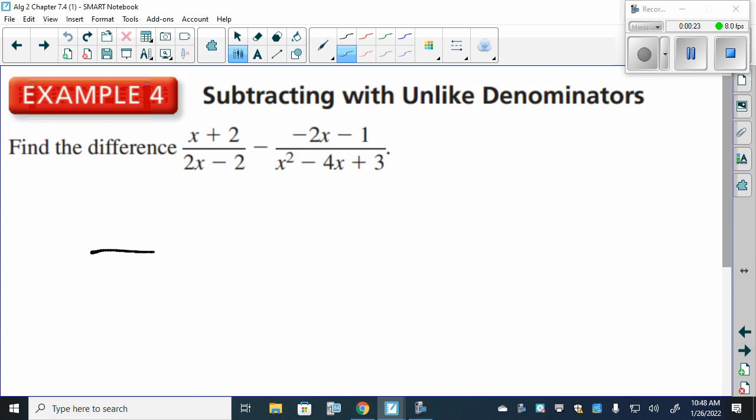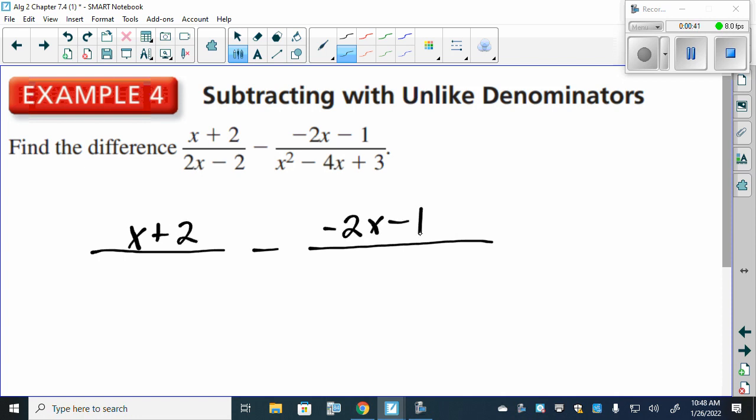And whenever we add or subtract rational expressions, we want the denominators to be the same. Because for us to be able to add or subtract, we need the denominators to be the exact same. So the first thing we need to do is factor the denominators as far as we possibly can so that we can see what we need to multiply both of the rational expressions by to get the denominators to be the exact same.